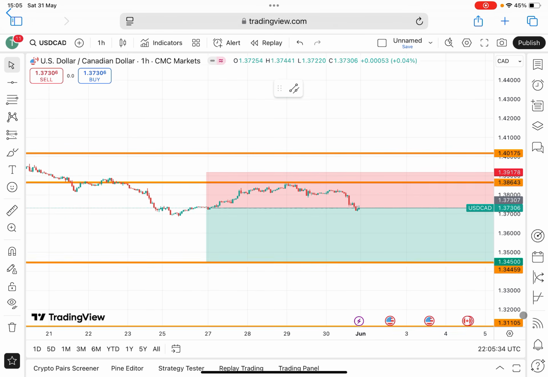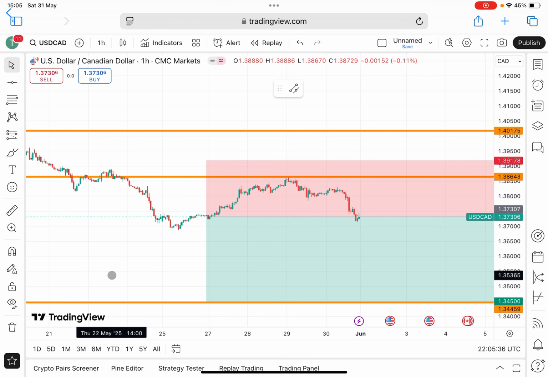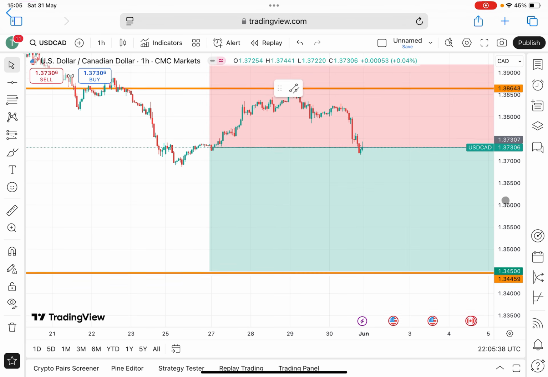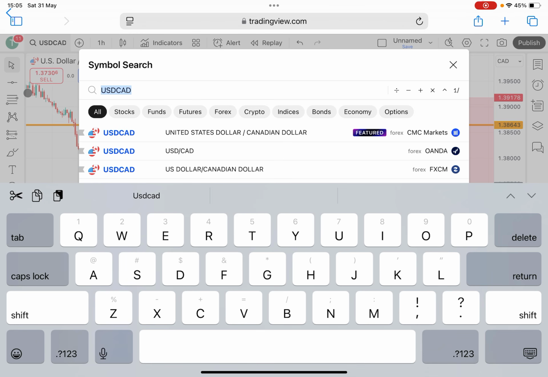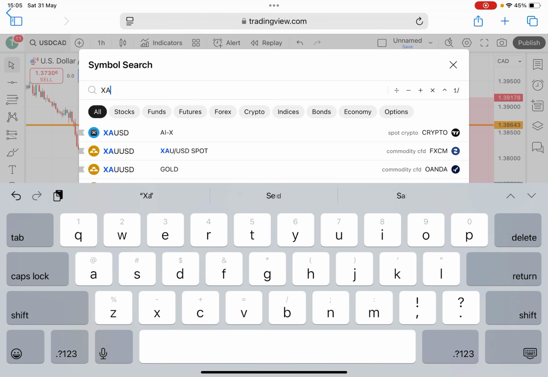So that's pretty much it, and this is the 1 hour. That's pretty much it for USD CAD. And then let's look at the stock market for next week. Oh, okay, everyone's favorite, gold.